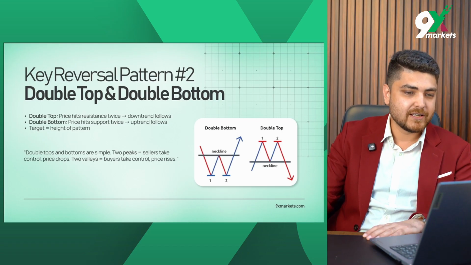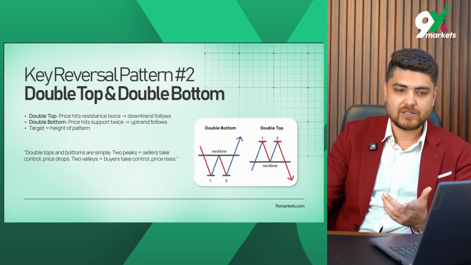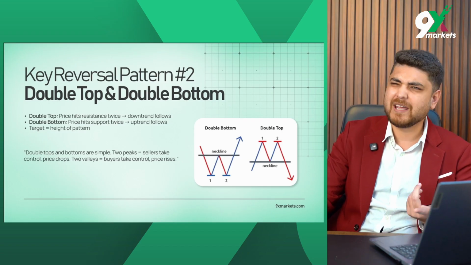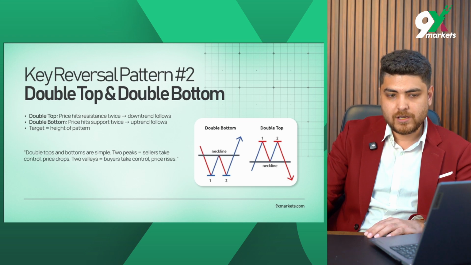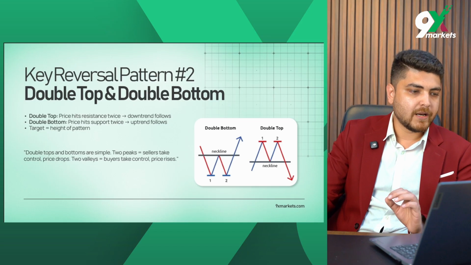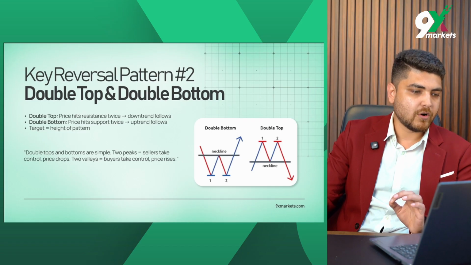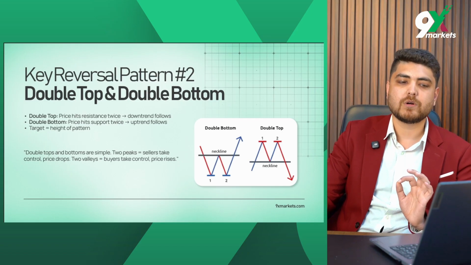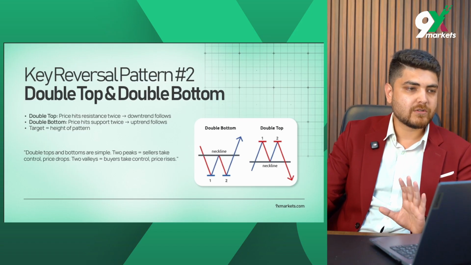So double top, which is this one, price hits resistance twice, as you can see. Some people call this resistance as well, or like a double high, double top, anything, you can say the same thing, and then it goes down. So this is a reversal pattern where you see price comes once, then goes back twice, and then drops down. Double bottom, same thing, down, this is support basically, gone up, down, same area it hits back and gone up. Double tops and bottoms are simple, two peaks, we call them the peaks. Sellers take control, price drops. Two valleys, buyers take control, price rises. So in this case, price rises, in this case, price goes down. Very simple. Any questions on this one?